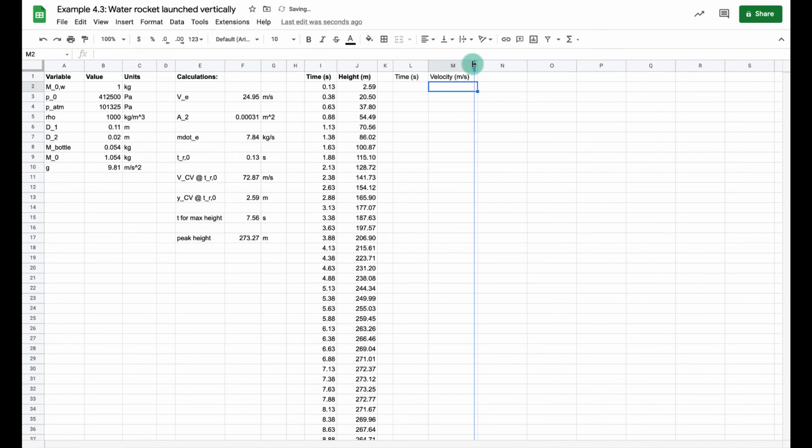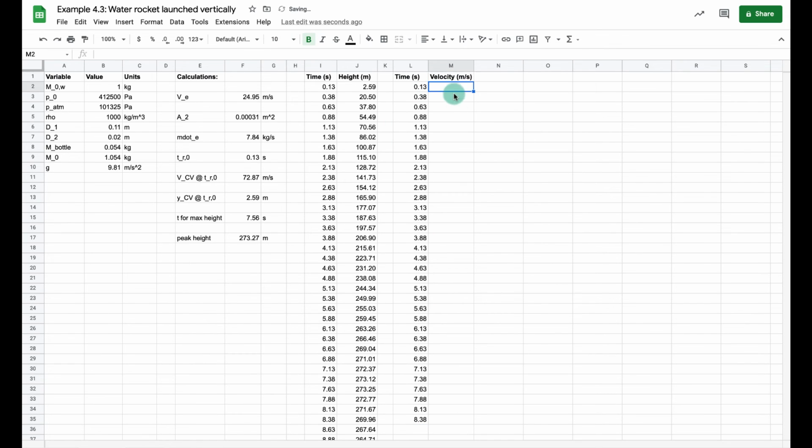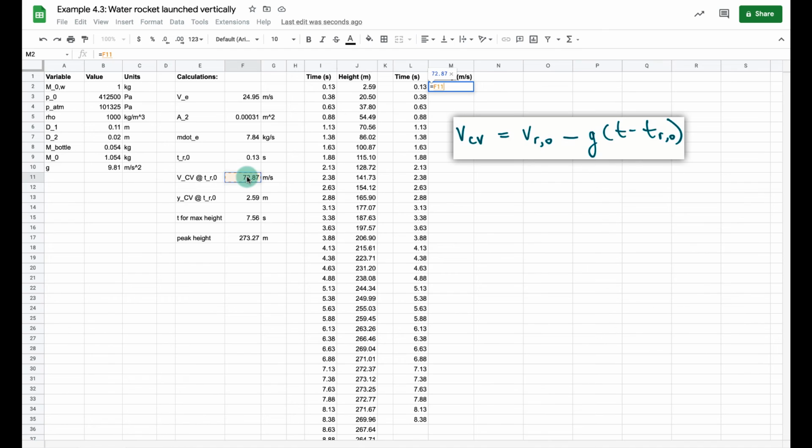And so I'll do the same thing I did for time before. First time will be TRO, and then I'll take each cell above it and add 0.25 seconds to it. Make these bold. Okay, and now I'll punch in that velocity equation that we have for after the water runs out.